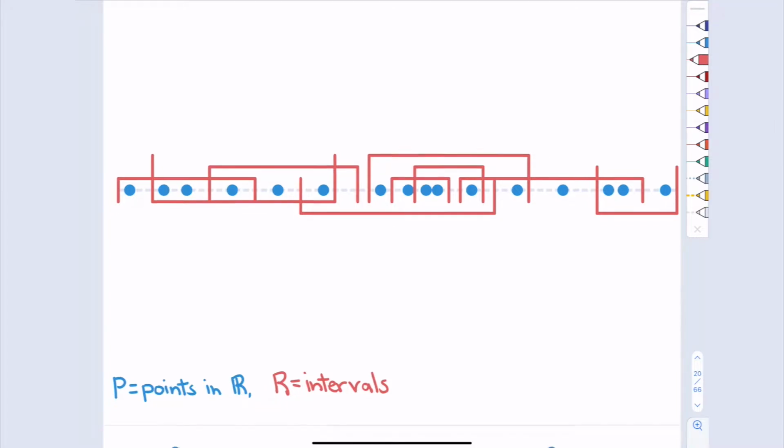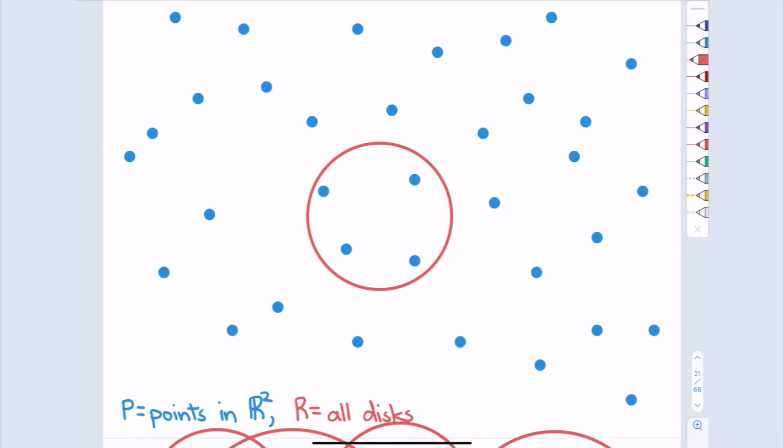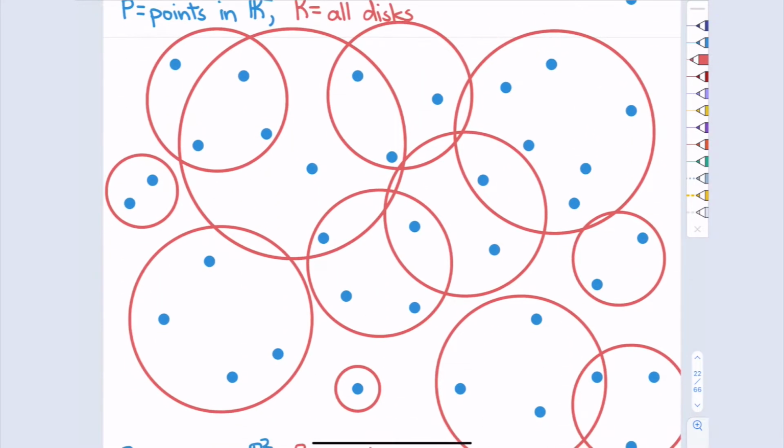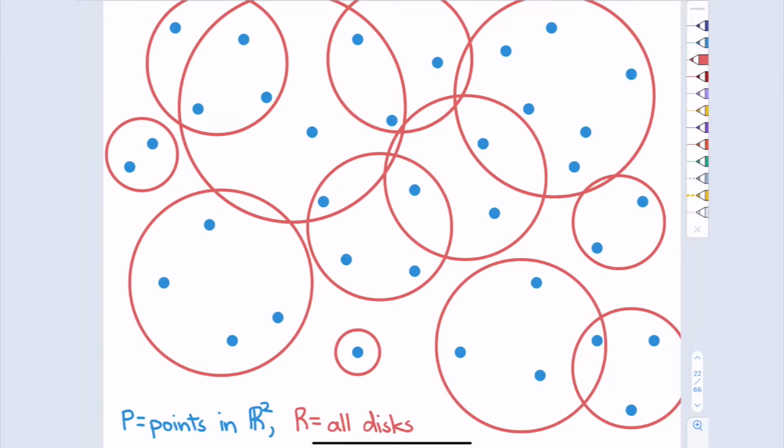Another basic example is points of the plane and disks, perfectly circular disks. So it could be something like this. It can be all the disks in the plane.